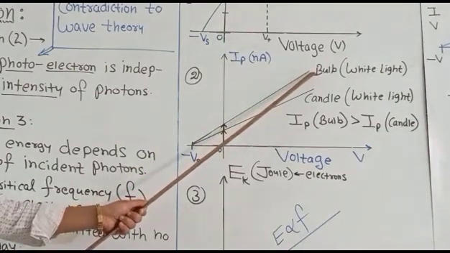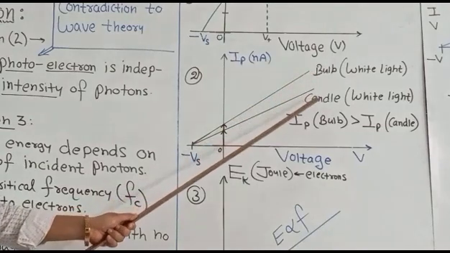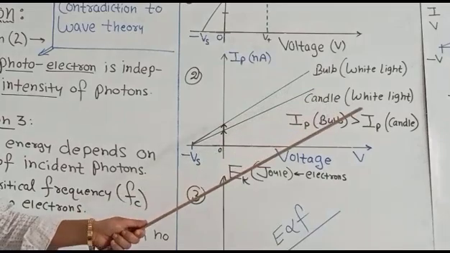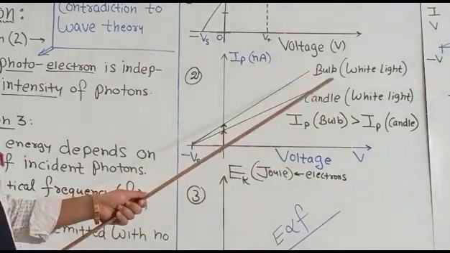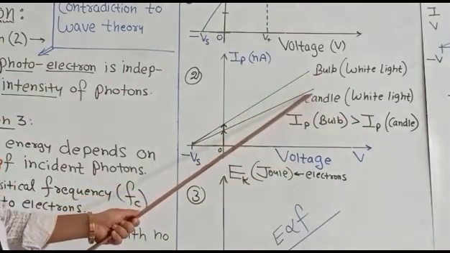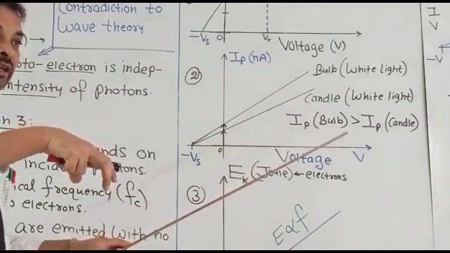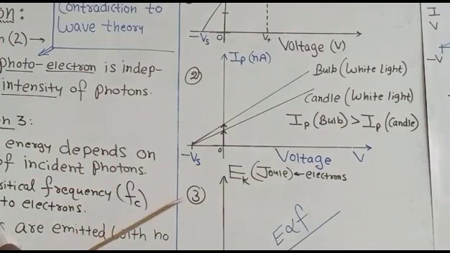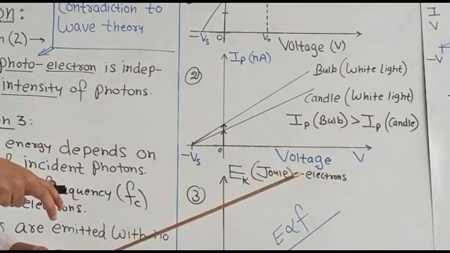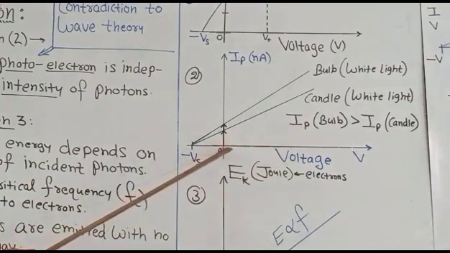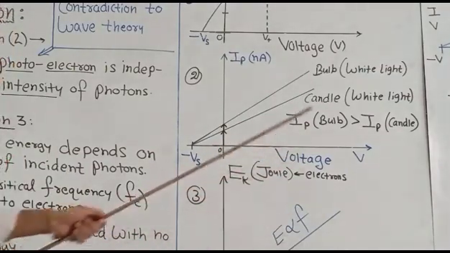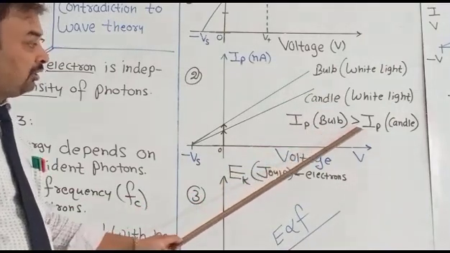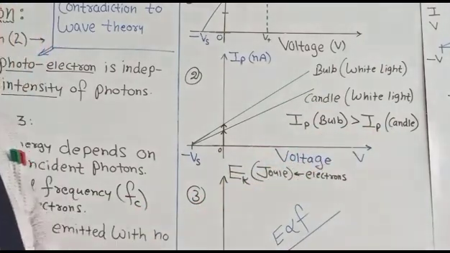The intensity of the bulb is more than the intensity of the candle. More intensity means a large number of photons, so the bulb sends more photons compared to the candle. More photons strike the metal surface and eject more electrons. More electrons mean more photocurrent. So the photocurrent in the case of the bulb is greater than in the case of the candle.